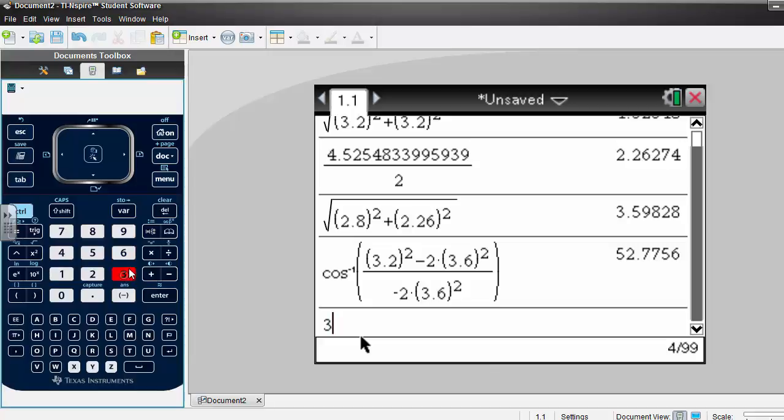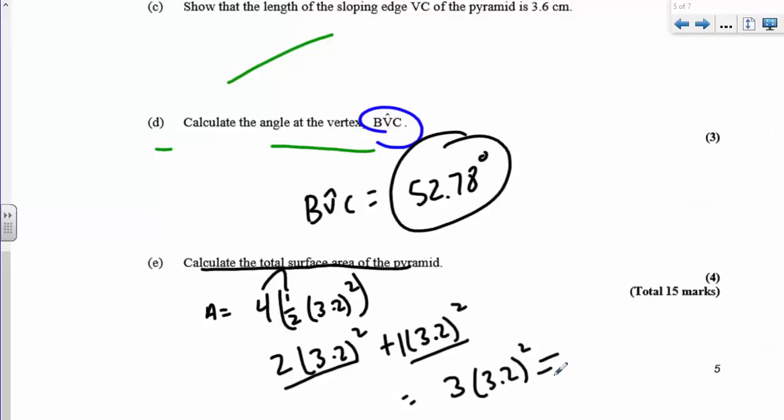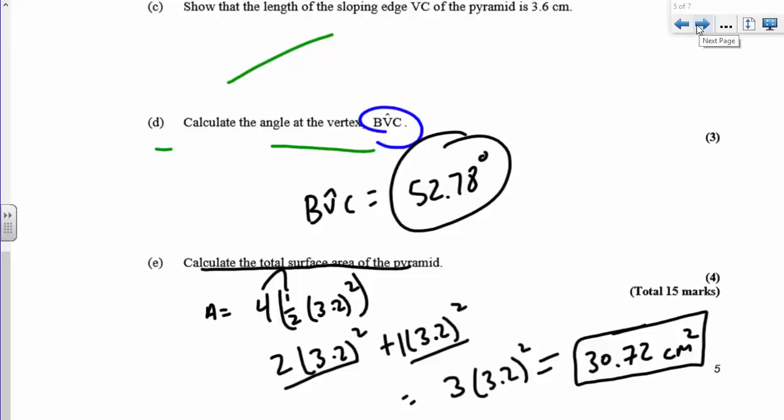Alright, so I'm going to say 3 times 3.2 squared. This will equal 30.72, and that's the surface area, 30.72 square centimeters. That's the surface area for the entire pyramid. And that's your answer for this. Kind of a long-winded question, but it's important to know all these steps here. Let's go on to the next question.